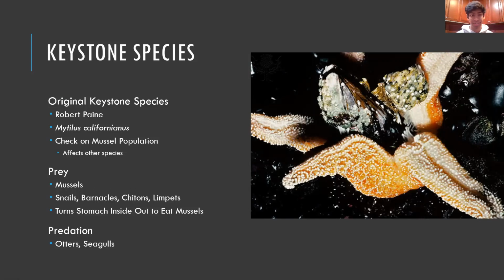As mentioned, they prey on mussels, but they also prey on snails, barnacles, chitons, and limpets. It's actually interesting how they eat, just as a brief side note. You can see it here, but they use their tube feet to open up some of the sides of the mussel, and then they take their stomach out of their body and turn it inside out, stick it into the crevice of the mussel, and emit digestive fluid and basically eat the mussel. That's really strange, pretty cool. Finally, for predation, there aren't that many predators. There are otters and seagulls, but even then, those only sometimes eat Pisaster.